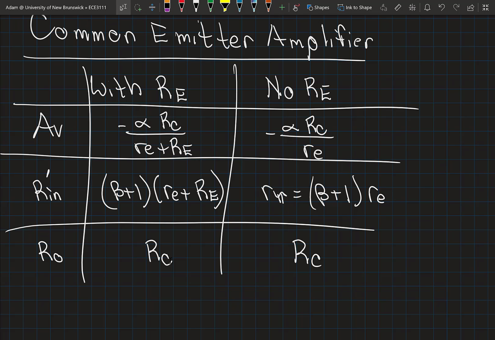Okay, so over the next couple classes, we will do the small signal analysis for our other two configurations of small signal BJT amplifiers, and that's common base and common collector amplifiers, and we'll go through and try to summarize these properties for each of those amplifiers as well.